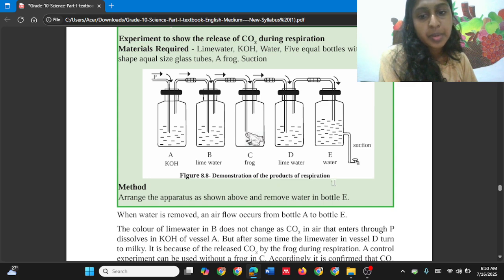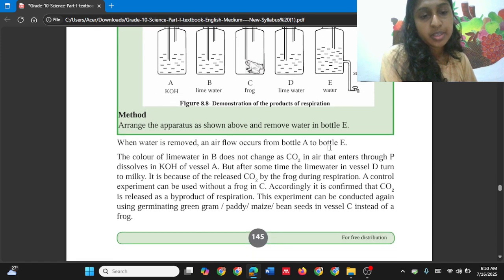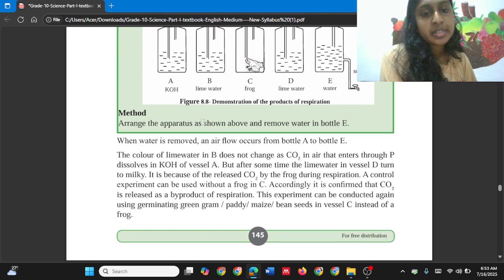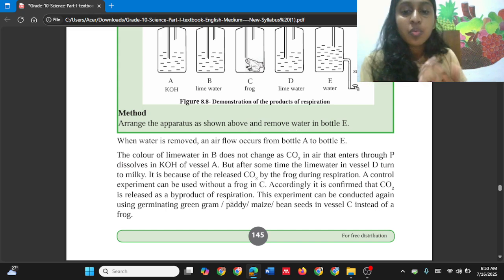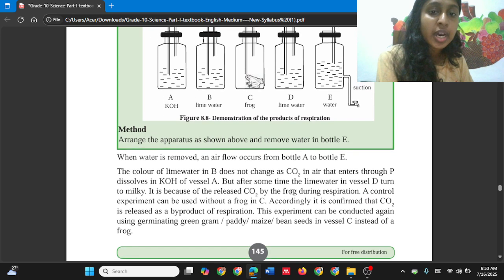Demonstration of the products of respiration. Where do we start? A has KOH, B has lime water, C has the frog, D has lime water, and E has water with a suction. Arrange the apparatus as shown above and remove water in bottle E. Bottle E has water, and we remove it.